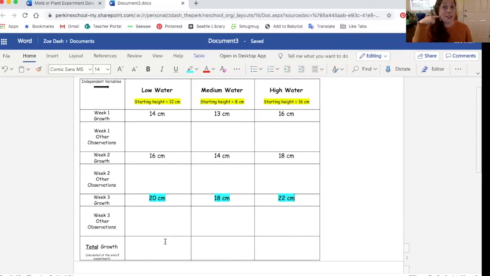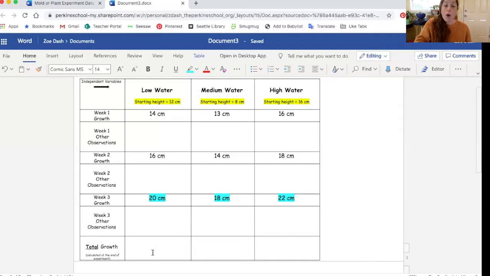If you were thinking about using subtraction or counting up to the number, those are both great strategies. There might be other ones too, but those are probably the two most straightforward ways to do it. So if I take the week 3 growth of low water, the 20 centimeters, and I subtract the starting height of 12, that means I will find the difference between them. So from 12 to 20, that will show me how much the plant grew from the beginning of the experiment to the end, not just how tall the plant was at the end.